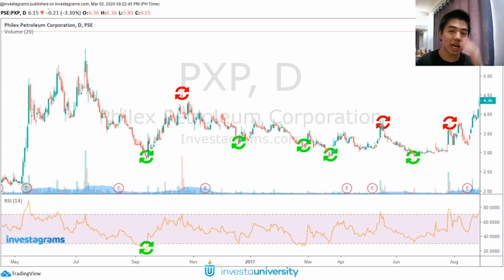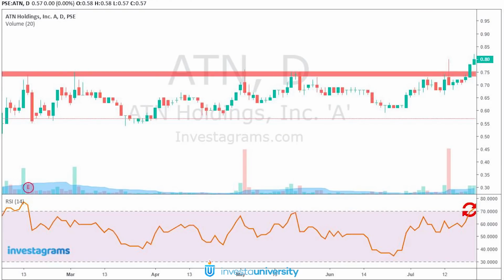So parang yun yung sinasabi, no? But here's the thing now. Here's an example. Here we have ATN. So ATN at this point, may breakout, di ba? But RSI was above 70 na. So kung textbook ang paggagamitan mo, wala na yan. Sell signal na yan. So bebenta ka na. So genius, okay, nabenta mo. So what happened after this point?